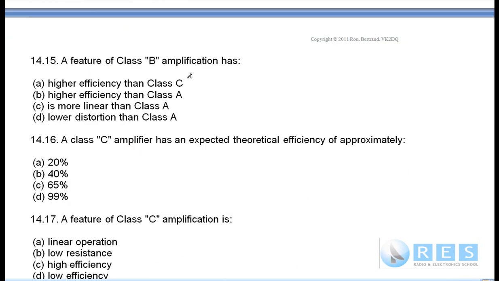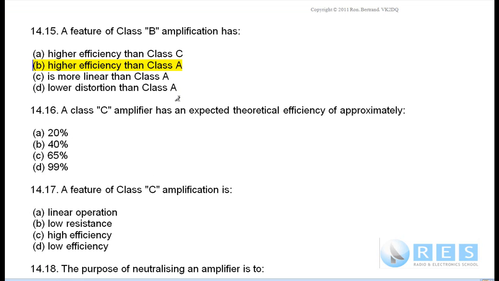Question 14.5, a feature of class B amplification. A, higher efficiency than class C? No, it's not. Class C is the most efficient. Higher efficiency than class A is true. Class A is about 20 to 25%. Class B can be about 35 to 40% efficient. You don't need to remember those exact figures.